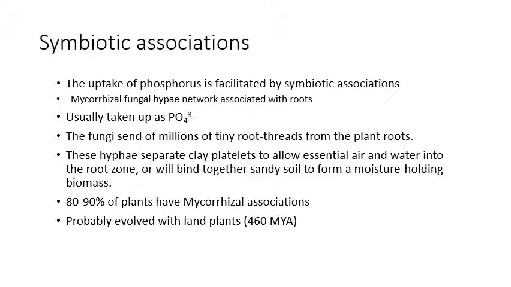Around 80 to 90% of plants actually have mycorrhizal associations, but different plants are associated with different communities of fungus. It had probably evolved with land plants. So the moment you had plants on land, they started to form these associations with mycorrhizae to help them to explore the soil, to help them to break the soil apart, and to help them to access the important nutrients they need to get from the soil. Around 460 million years ago, we think that we can find fossil plants that had mycorrhizal associations.